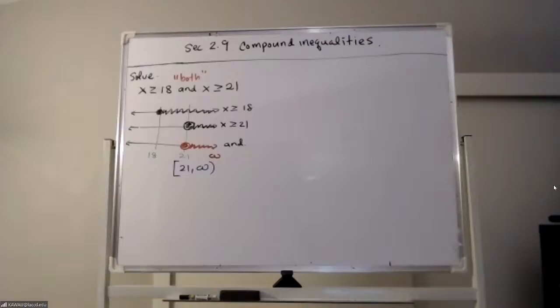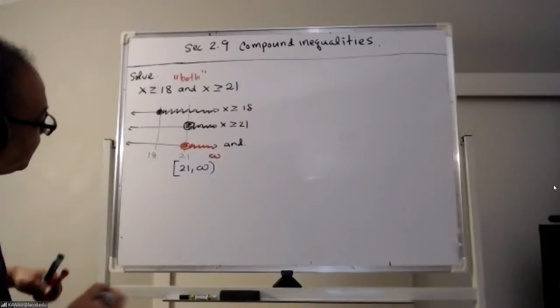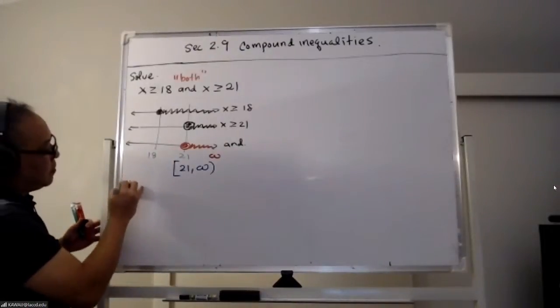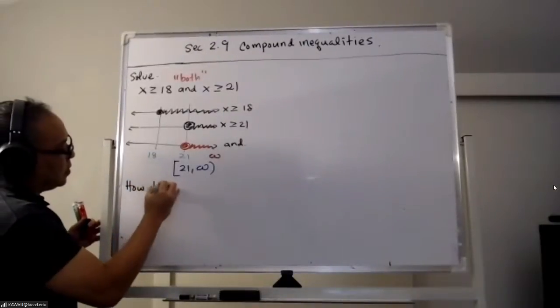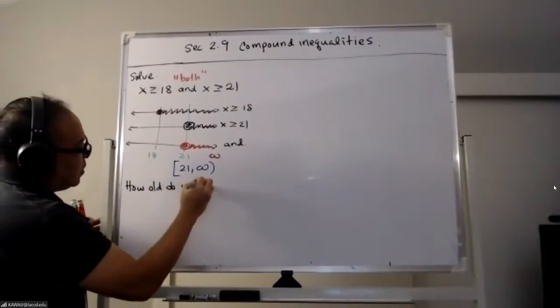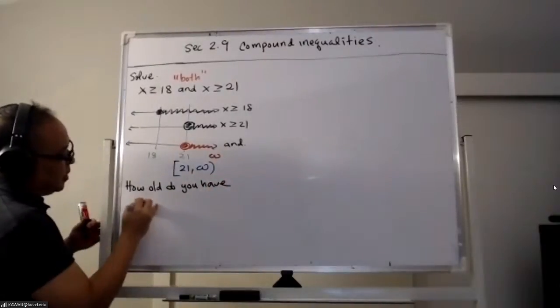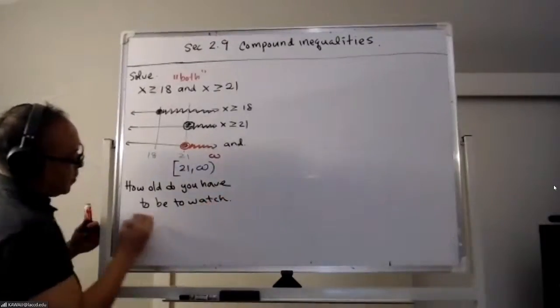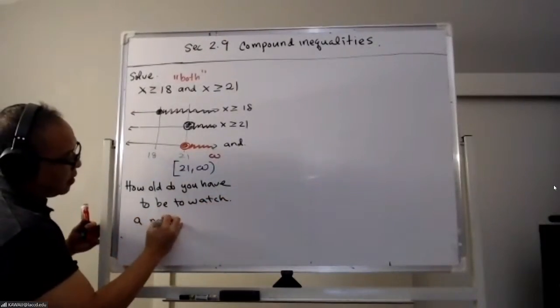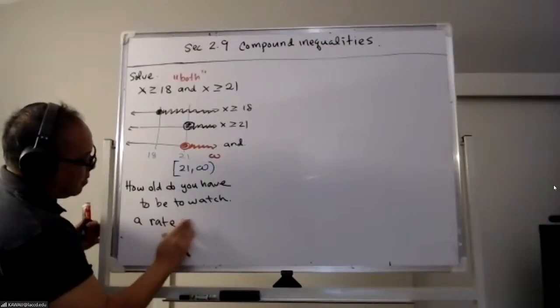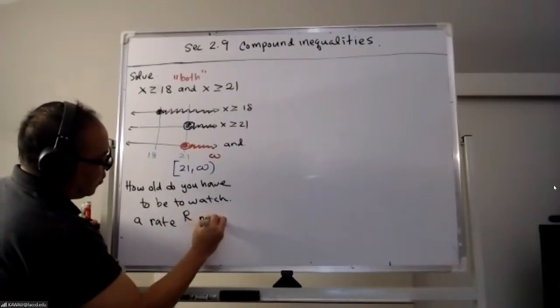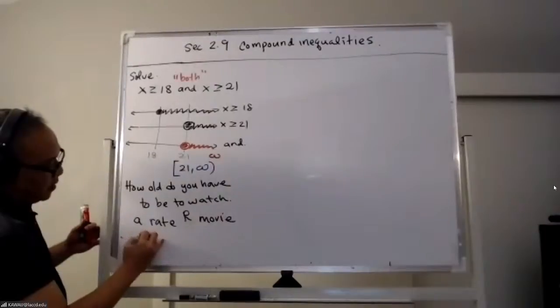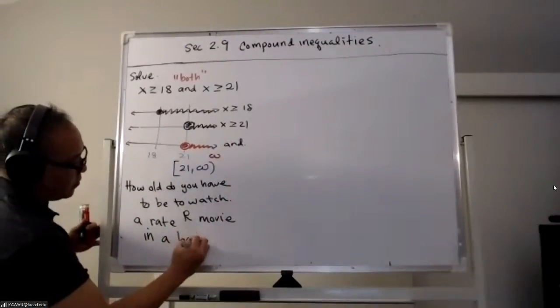The question is, what the heck kind of question is an "and" or "or" thing? Let's say I was going to ask you, how old do you have to be to watch a rated R movie in a bar?